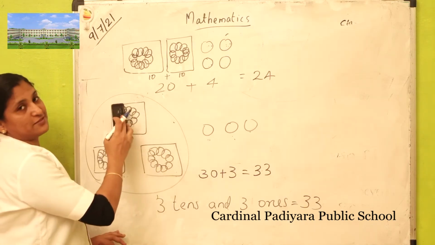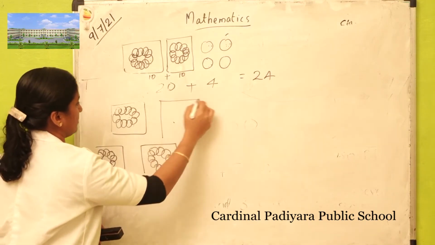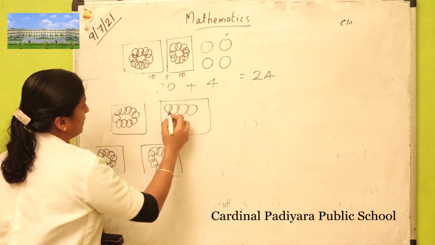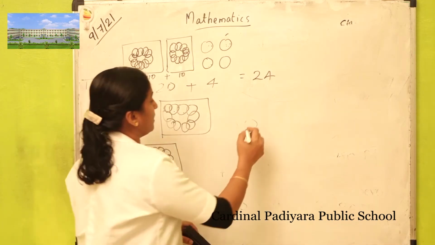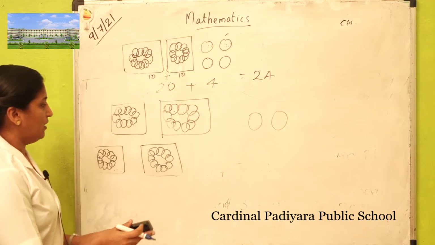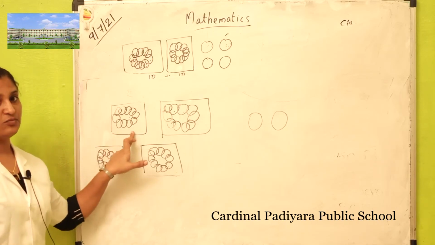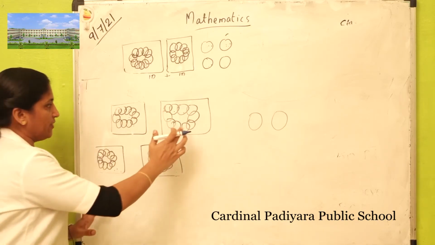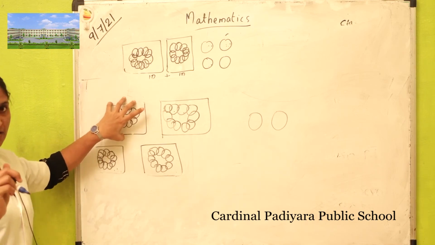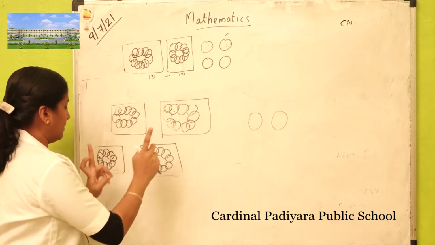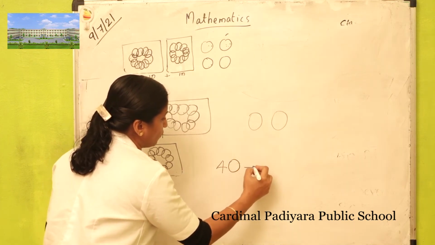Then one more question. 4 boxes. Look here, 4 boxes. 1, 2, 3, 4, 5, 6, 7, 8, 9, 10. 4 boxes. Then 2 loose rings. Okay, look, these are red color rings. This first box, how many red color rings? 10. Second box, 10. Third box, 10. Fourth box, 10. So this is 1 ten, 2 tens, 3 tens, 4 tens. That means 4 tens is 40, plus.